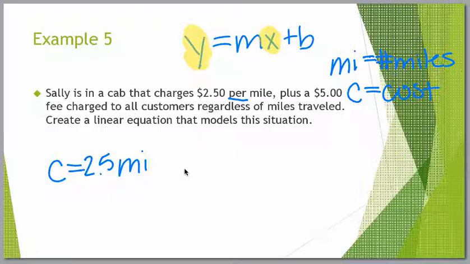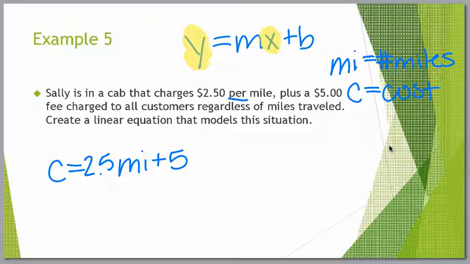$2.50, so 2.5 times mi, or the number of miles. And then in addition to that, a very easy word to know what it means. I mean, plus means plus, right? 2.5 times the number of miles plus a $5 flat fee. So this fee is not dependent on the miles like the price is. This is just a price that's fixed no matter how many miles you go. And so this is our linear equation.